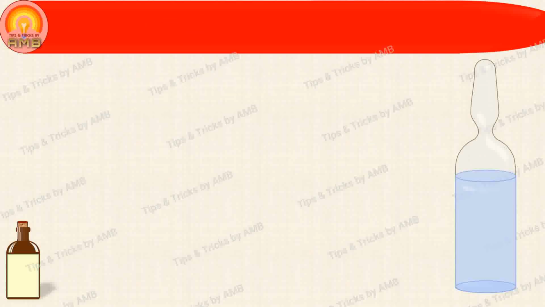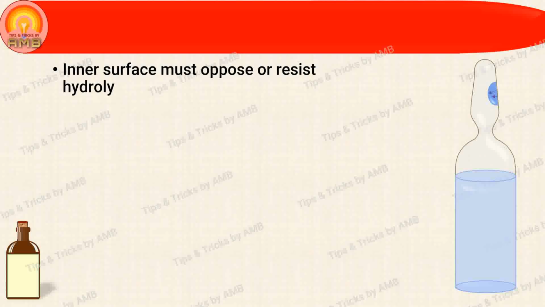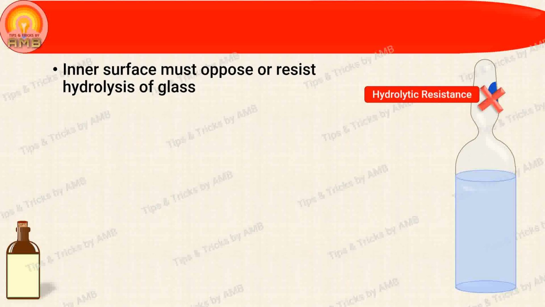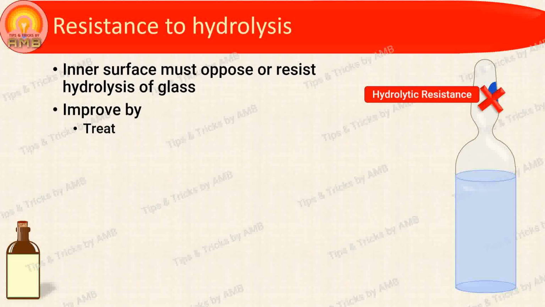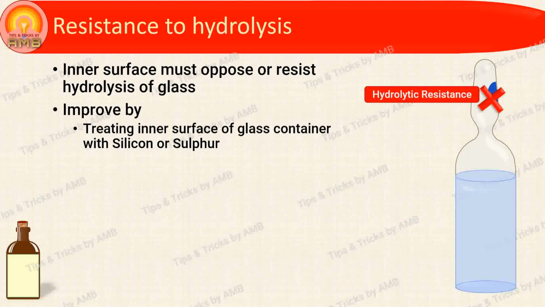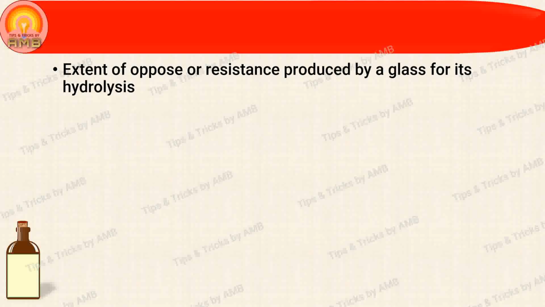We also discussed that we expect the inner surface of the glass container to resist or oppose the hydrolysis of glass, that is, the leaching of alkali, and that is called resistance to hydrolysis. Further, we discussed that the resistance of the glass surface can be improved by treating the surface of glass containers with either silicon or sulfur. But when treated glasses are used, we have to check whether the container has the desired power or ability to resist the hydrolysis.